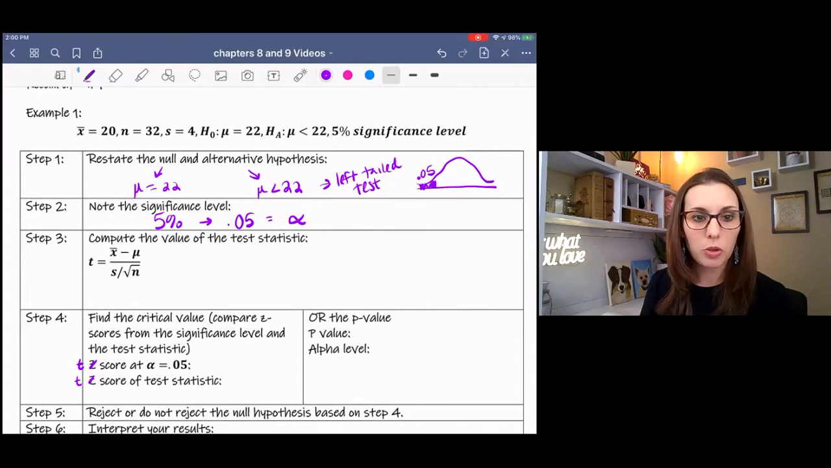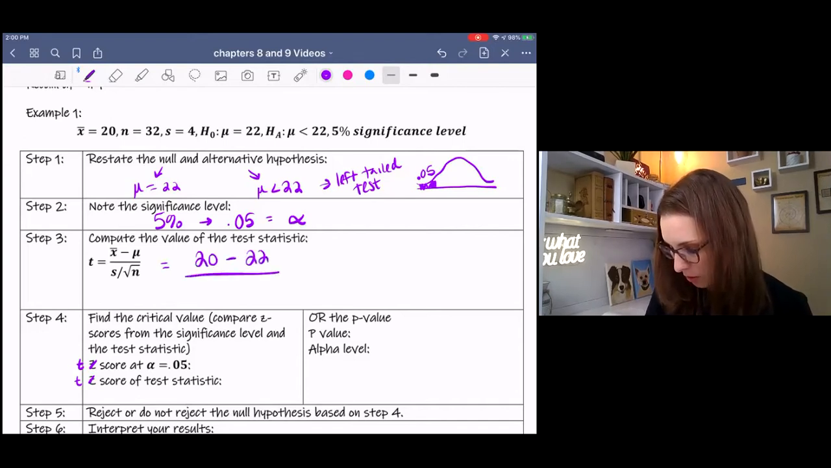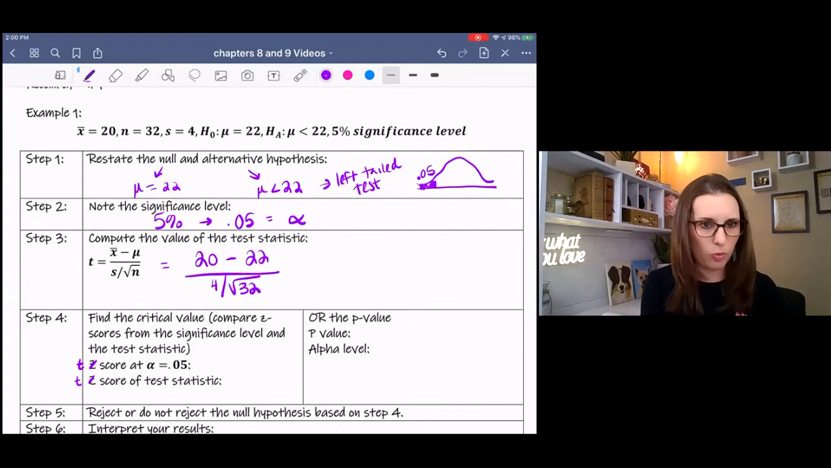So we're going to compute the value of the test statistic. That's the value that we're comparing to our cutoff point. That's going to be 20 minus 22 over 4 over square root of 32. And then I believe that value is negative 2.82, but let's just check and see.